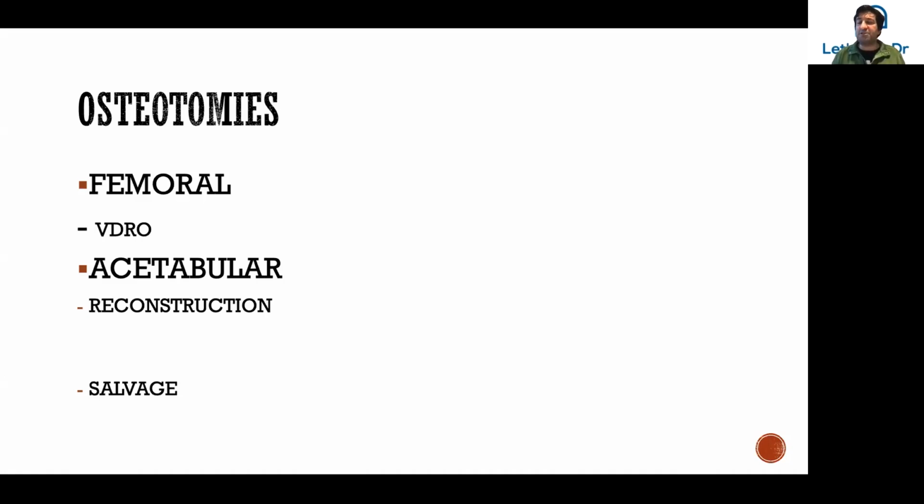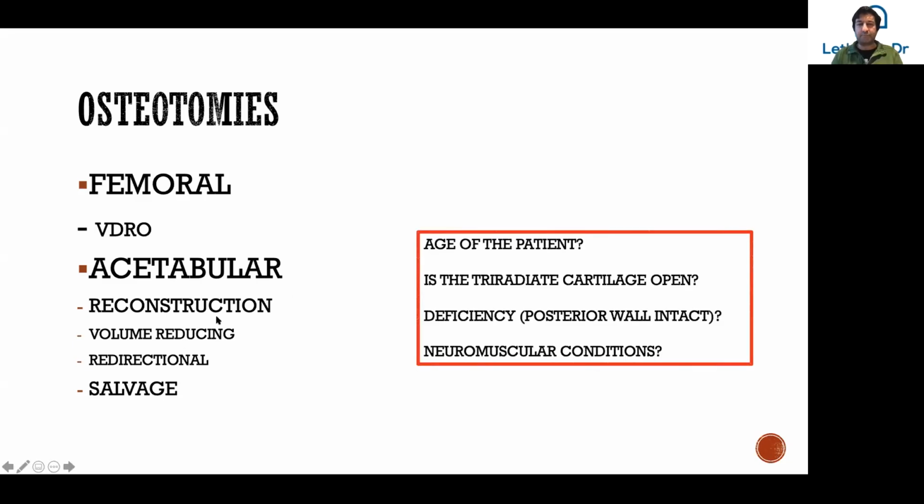For an acetabular osteotomy, maybe if it's something like the shape of it, a rotational problem, and it's a containment issue, then I'd be thinking more about doing an acetabular osteotomy. And these can be broken down into reconstruction or salvage osteotomies, okay? And reconstruction can be further broken down into volume reducing, which basically means that the acetabulum is the wrong shape, or redirectional, where it's the right shape but in the wrong place, okay? That's how I sort of roughly think of things in my head.